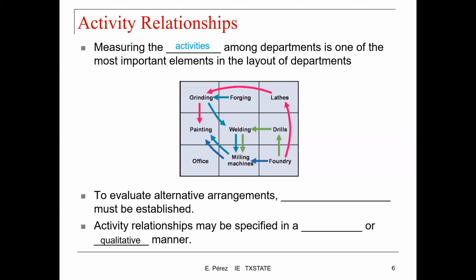So to evaluate alternative arrangements, activity relationships must be established. Activity relationships may be specified in a quantitative or qualitative manner. So we can use numbers or we can use qualitative elements to specify the relationship between those two, three, or I don't know how many departments, depending on the layout that we are designing.